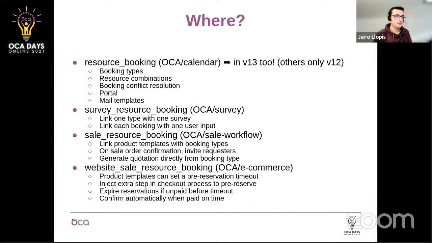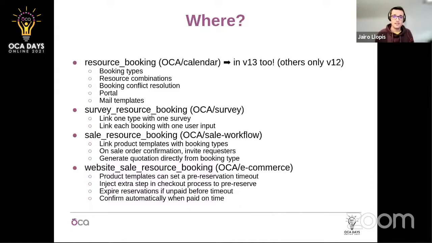The first one, the base module, indicates the booking types. It lets you also define resource combinations. It includes booking conflict resolution algorithms and, well, more than resolution, avoidance. It includes portal views and mail templates. Next, the extension for a survey, which allows you to link a type of booking to one survey. So one booking with one user input from that survey.